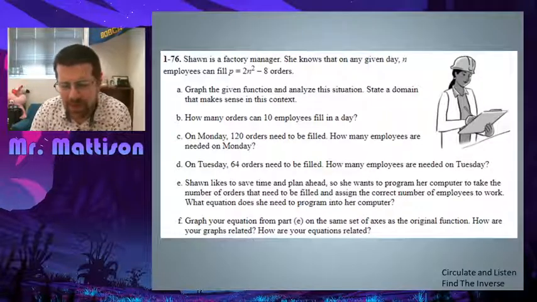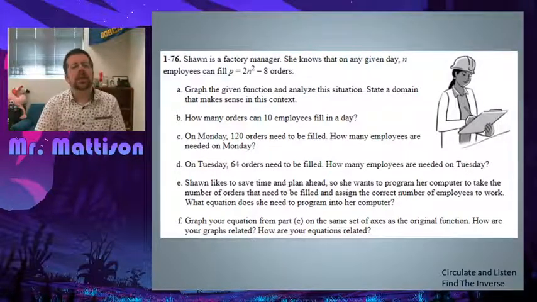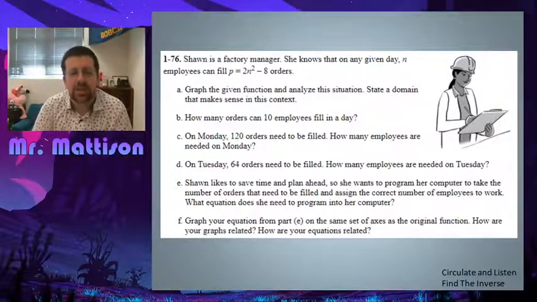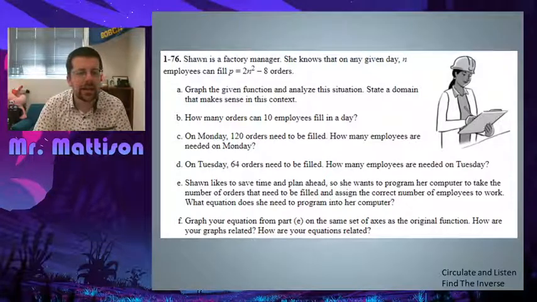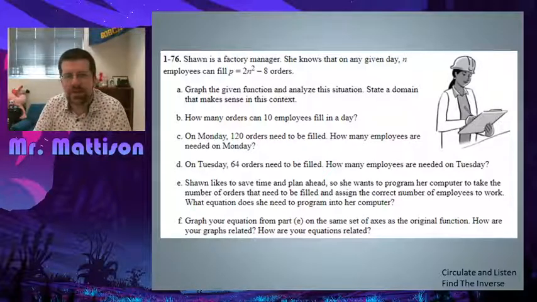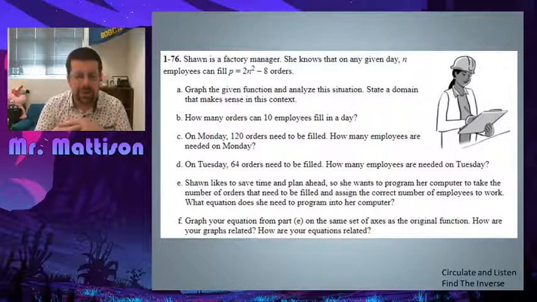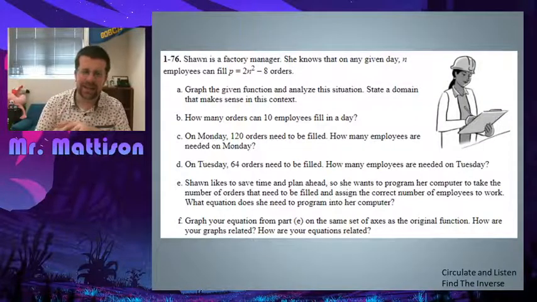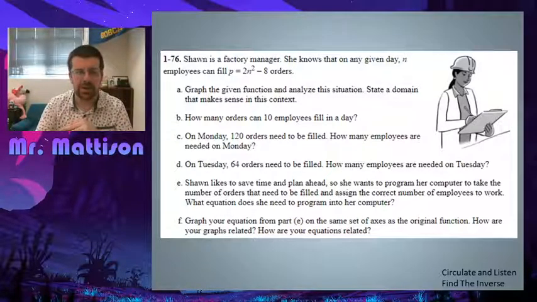So to start off, we have a little bit of a problem. Sean is a factory manager. She knows that on any given day, N employees can fill P number of orders, and P is going to be equal to 2 times N raised to the second power minus 8. So given that information, go ahead and pause the video, work through A through F, and once you are done, or if you get stuck, go ahead and resume the video.